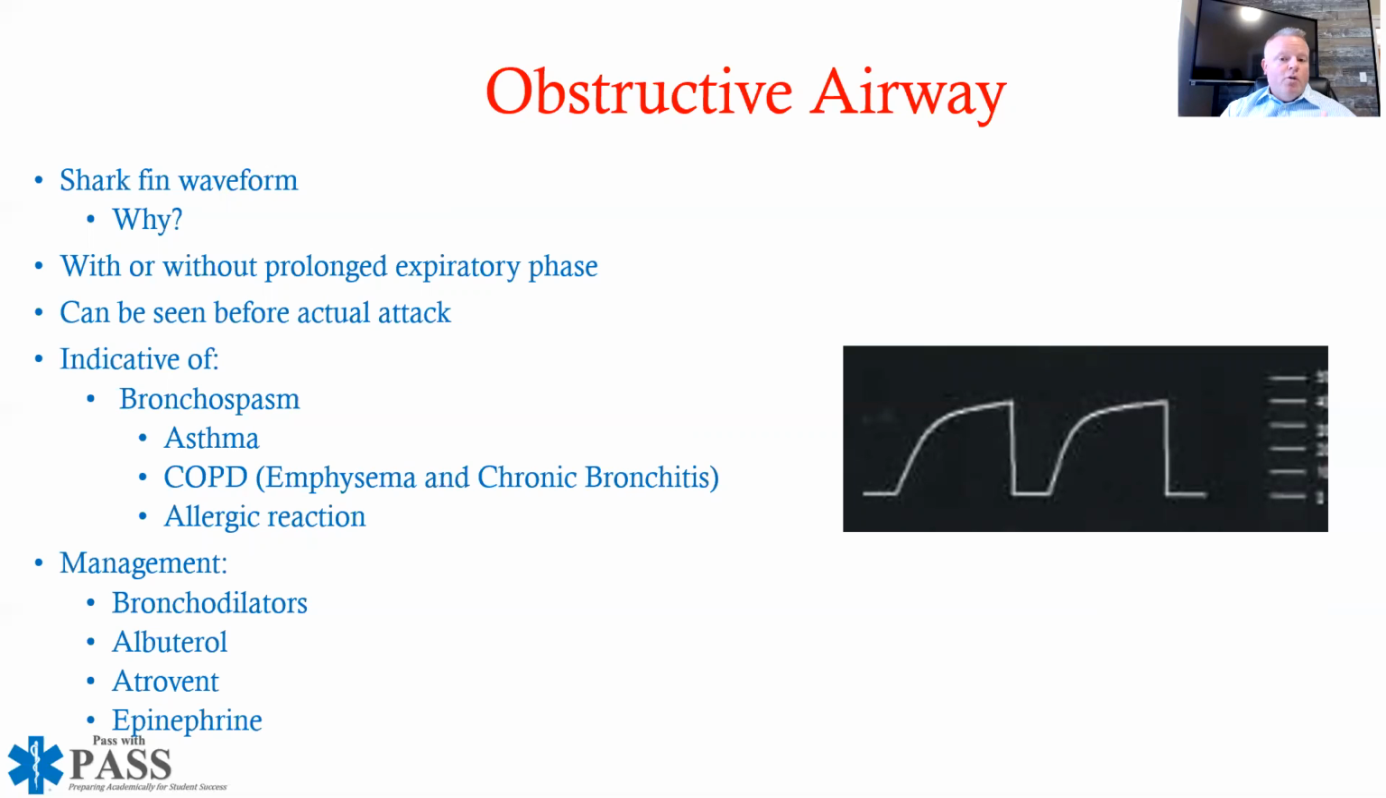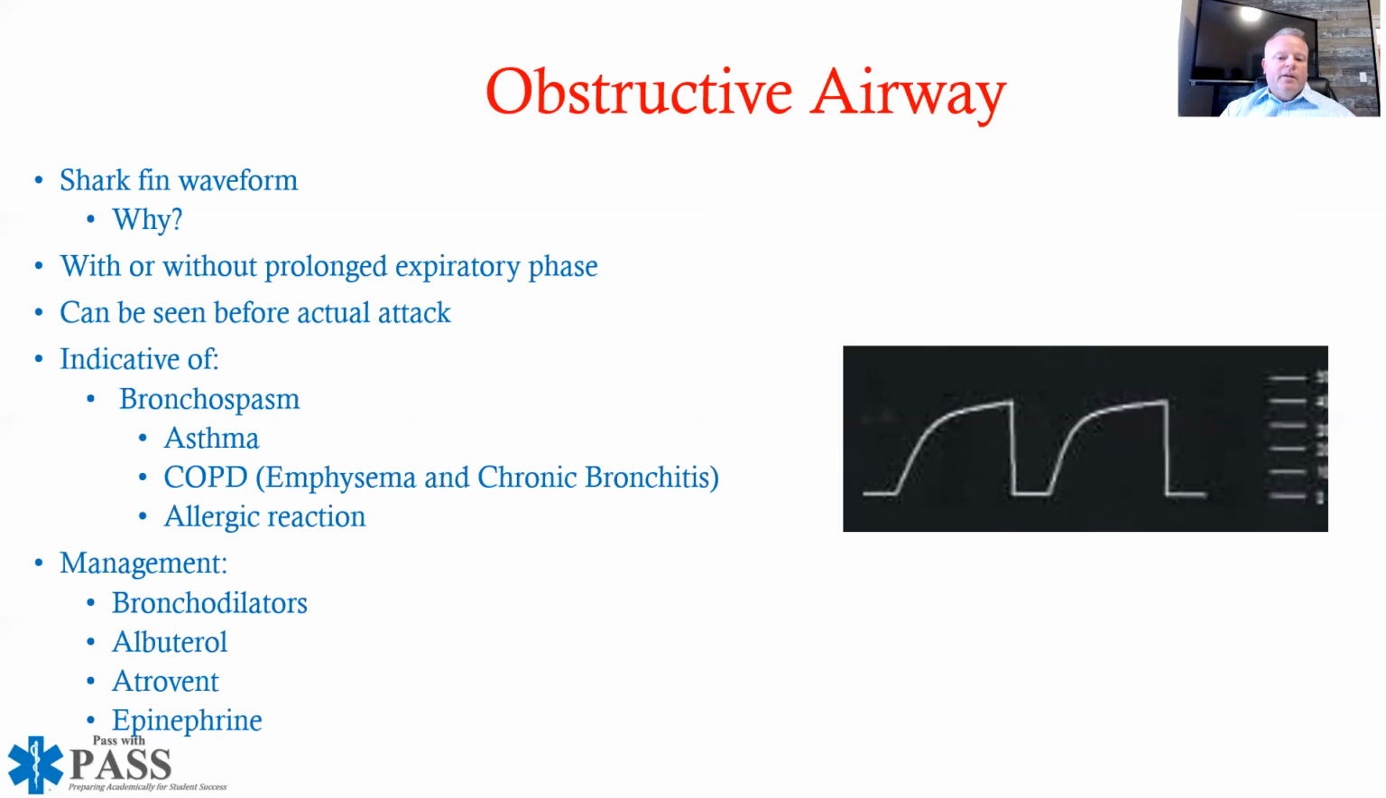Ipratropium. Actually, let me back up. Albuterol is a beta agonist, a beta 2. So it dilates out the bronchial tree, which will help to alleviate some of that bronchoconstriction. Ipratropium, on the other hand, is actually an anticholinergic medication. So what anticholinergics do is dry secretions. So if this patient is a COPDer, but they have chronic bronchitis, it'll help to dry up some of those secretions, allowing for better gas exchange and respiratory effort for the patient.